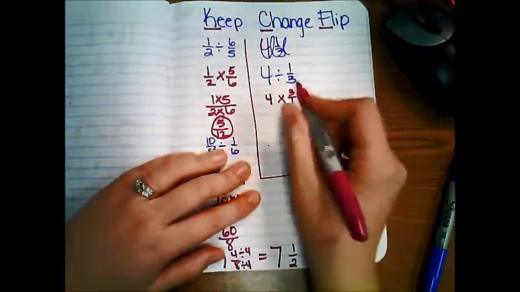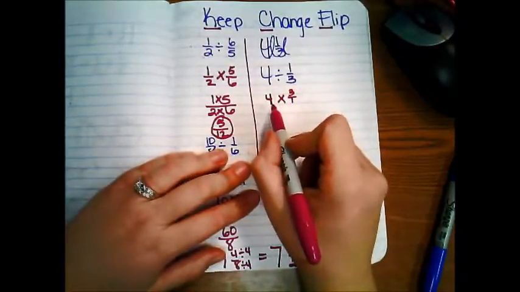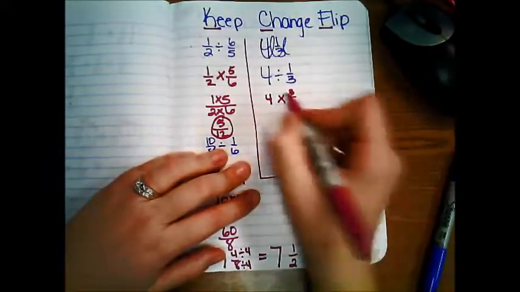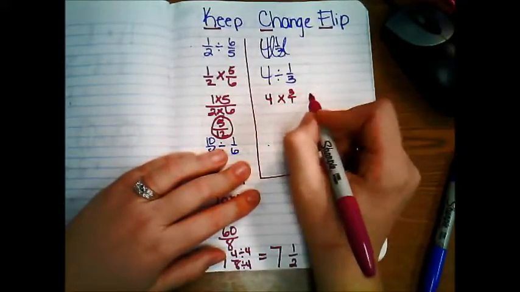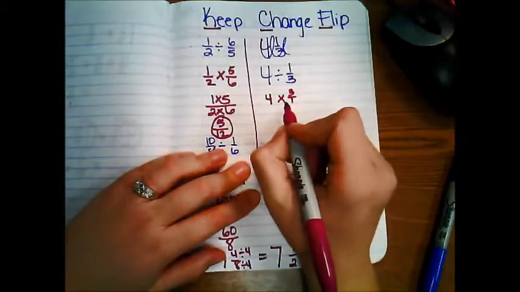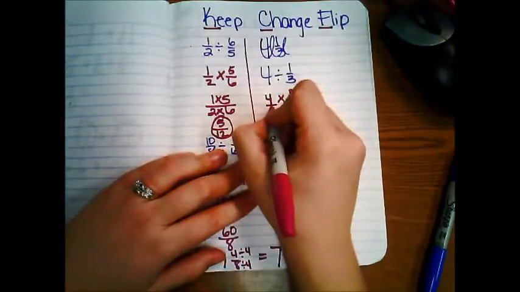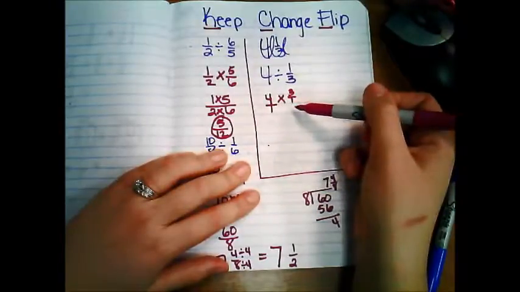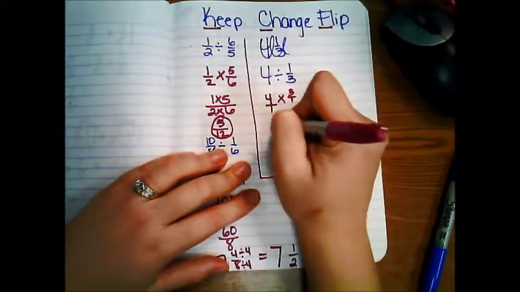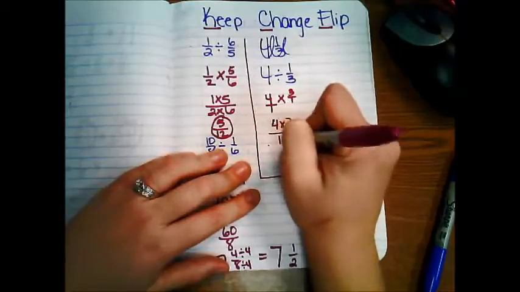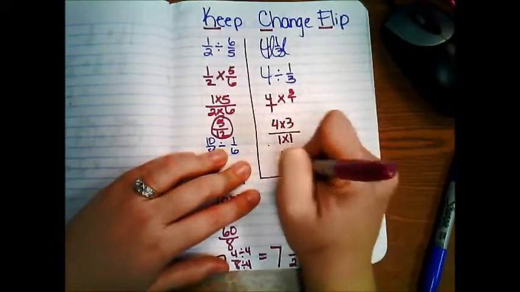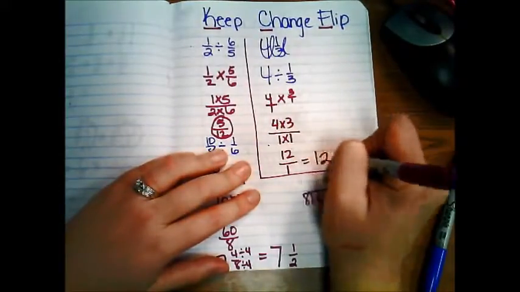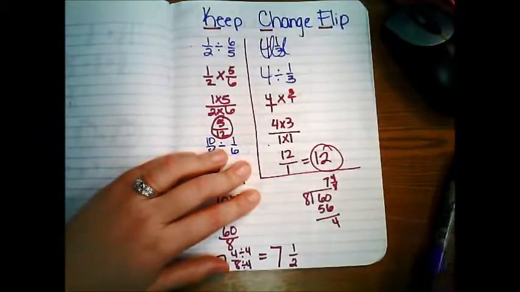Now, do you remember when we did multiplication, we cannot multiply times a whole number? So we're going to go ahead and make our whole number into a fraction, which I know you all know how to do. It's by putting a 1 under it. So now I have 4 over 1 times 3 over 1. So it's 4 times 3 over 1 times 1. So that is 12 over 1, which equals 12 wholes, right?